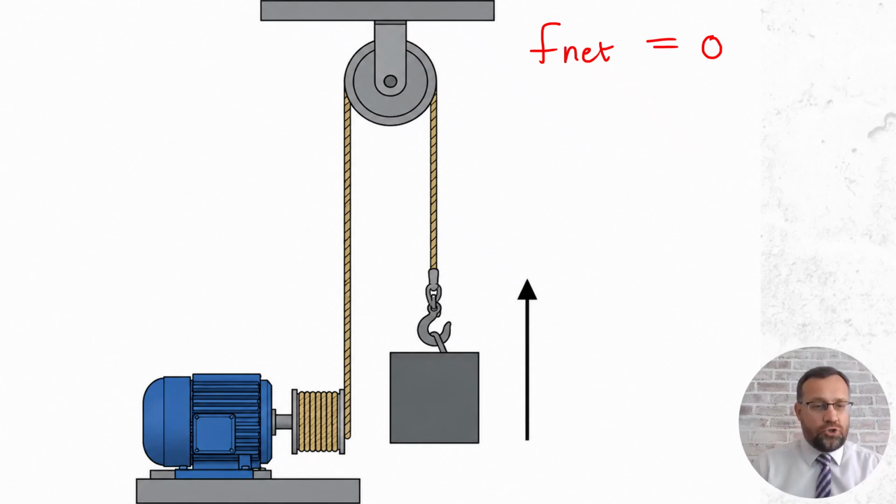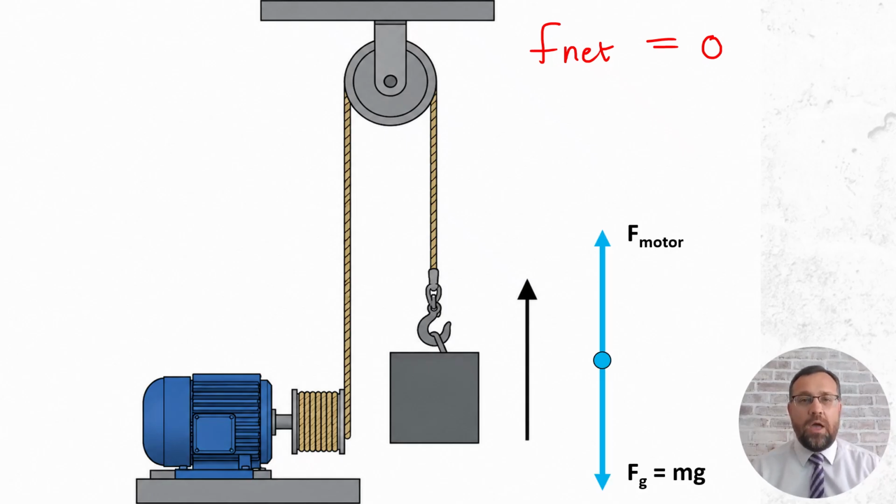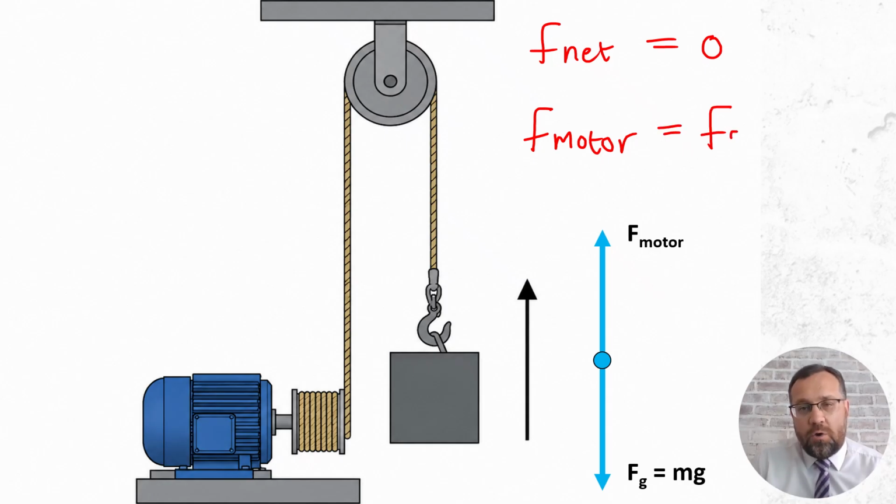And if we now draw our free body diagram, we can conclude that the upward force exerted by the motor must be equal to the weight of the load. And this is equal to the mass of the load times g. So the force remains constant. But the work done by the motor is what we should calculate.